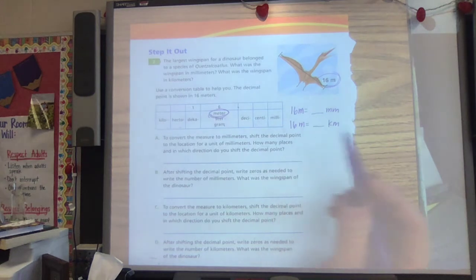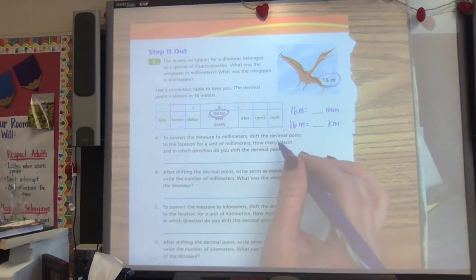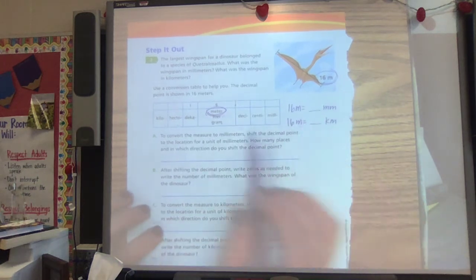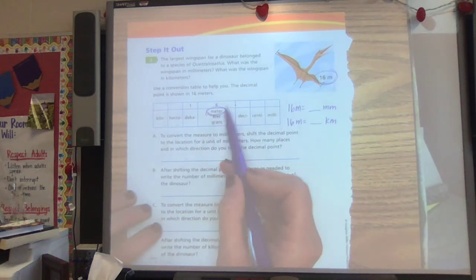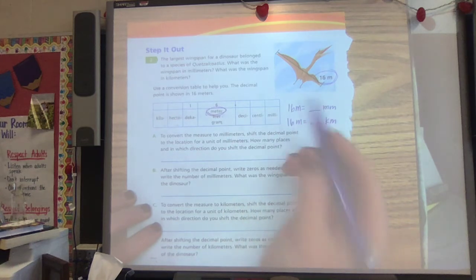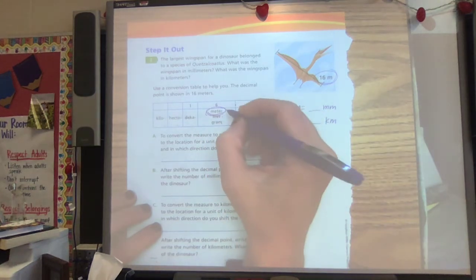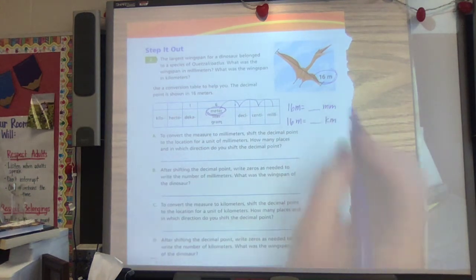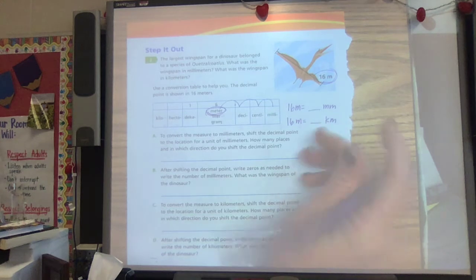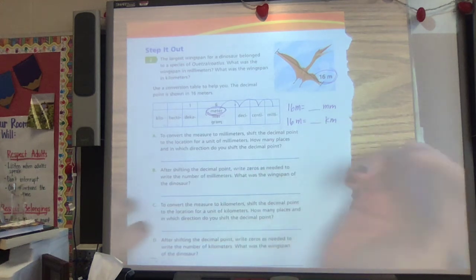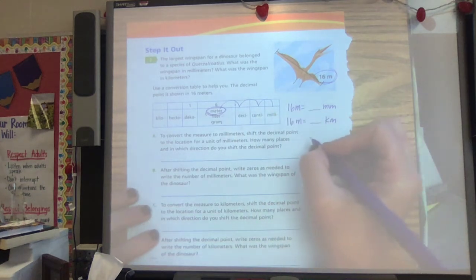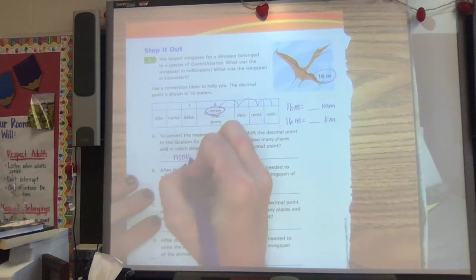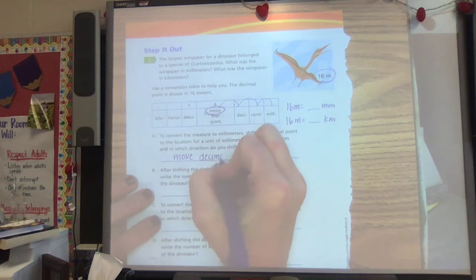So A says to convert the measure to millimeters, we're going to move that decimal point to where the millimeters are. So we're also going to think, I'm going from a bigger unit to a smaller unit. Meters are here. I'm going to move 3 times forward because I'm going to have a lot more millimeters than I am meters because millimeters are so tiny. So I'm going to actually be multiplying that by 1,000. So we're going to move the decimal 3 times.